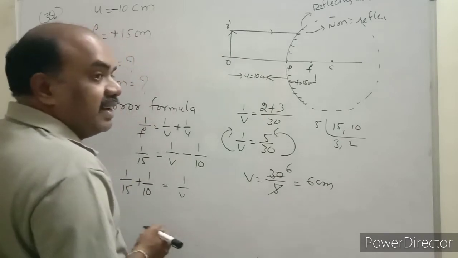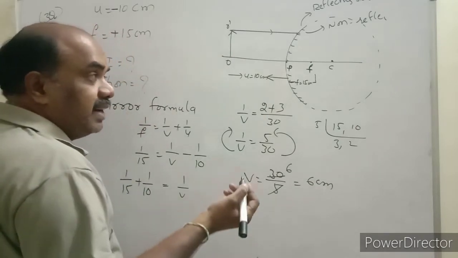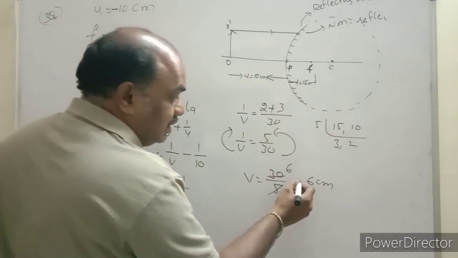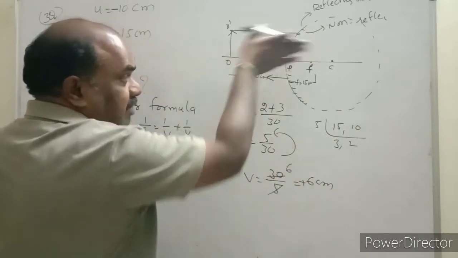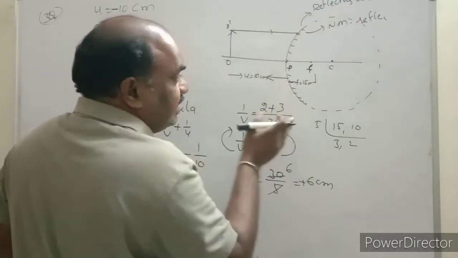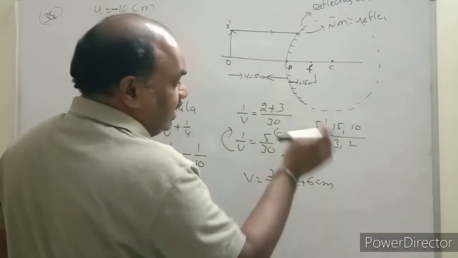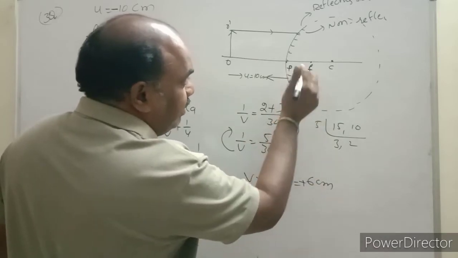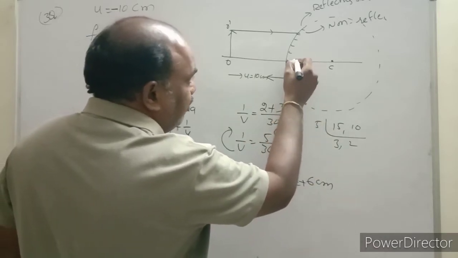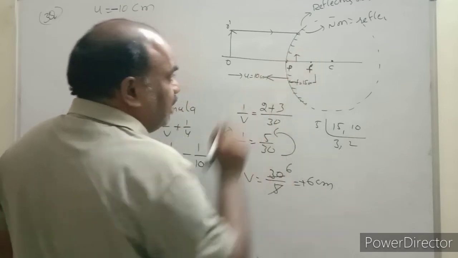Image distance is 6 centimeter. Does 6 centimeter mean this side or this side? Plus. Plus means in the direction of the incident ray. The incident ray is in this direction, so the image also will be in this direction. That means, since the focal length is 15 centimeter, the image is in between pole and focus. Image forms here.